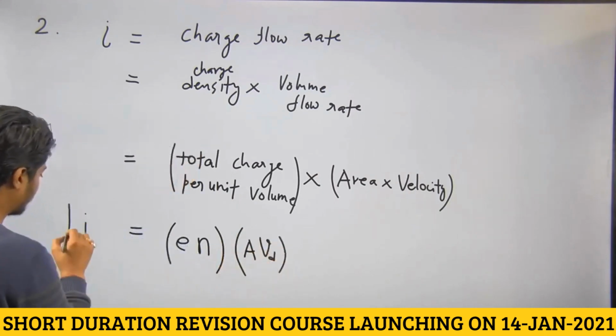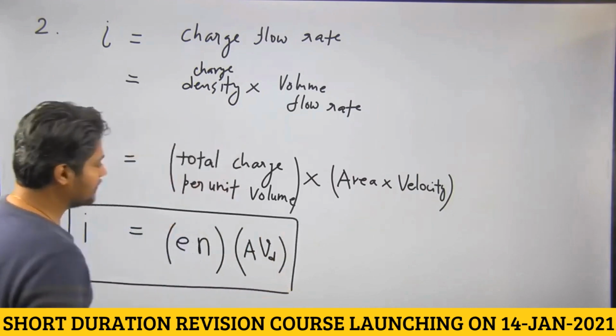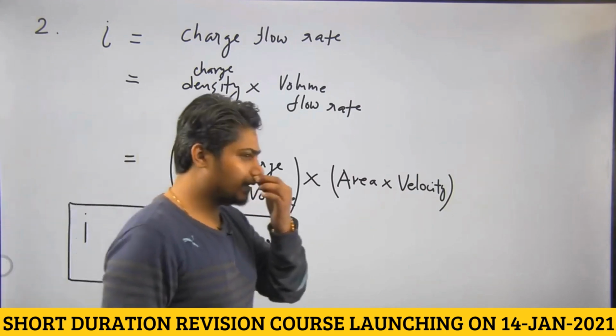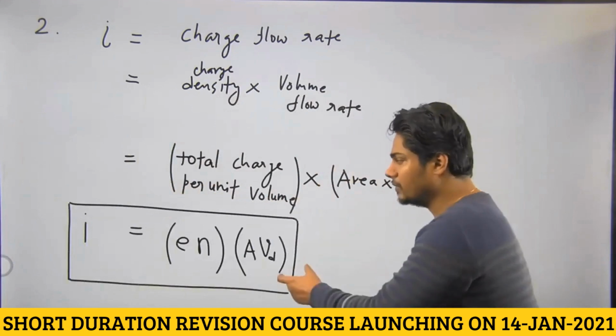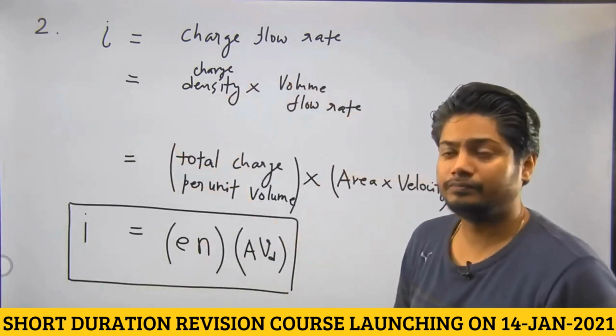So, this is your expression. You must remember this formula directly. Why have I done this derivation? Because sometimes they may not ask you for drift velocity directly. You can also use the same formula to derive the current due to a flow of charges through a volume.